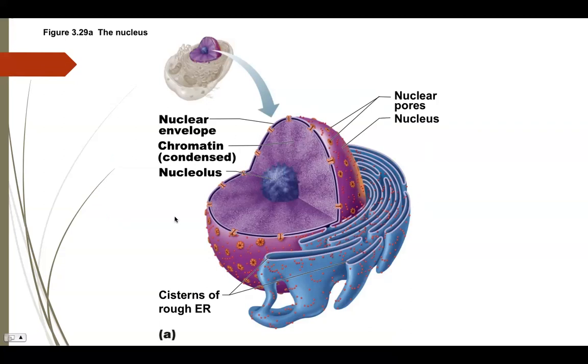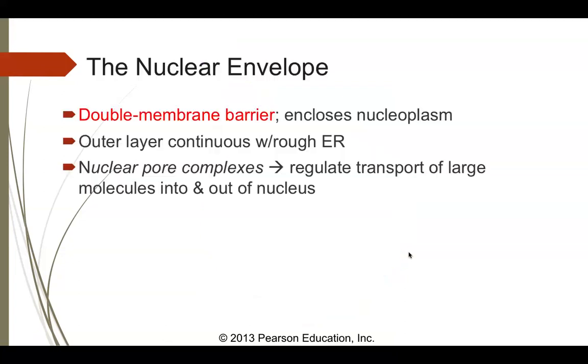And this is showing the nucleus. There's a double membrane nuclear envelope around it, and this is showing some of the rough endoplasmic reticulum that is around it. So this is, again, the nuclear envelope is a double membrane barrier that encloses the nucleoplasm, or the material inside the nucleus. The outer layer is continuous with the rough ER. There are also nuclear pore complexes that regulate the transport of large molecules such as RNA into and out of the nucleus. RNA actually just goes out of the nucleus, but other large molecules may need to get into the nucleus as well.